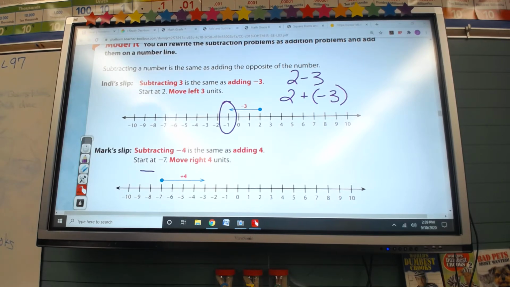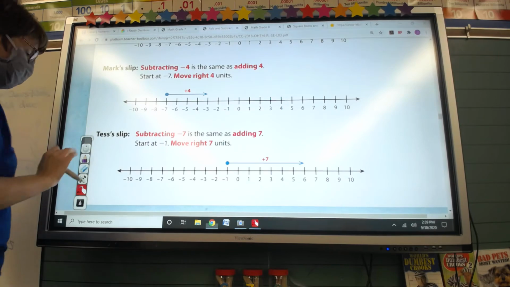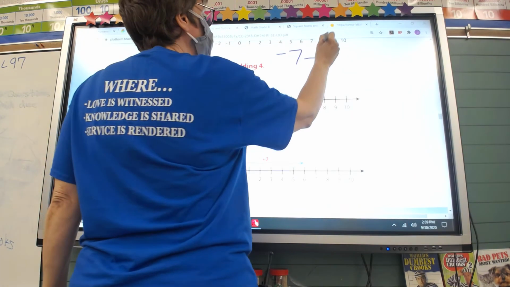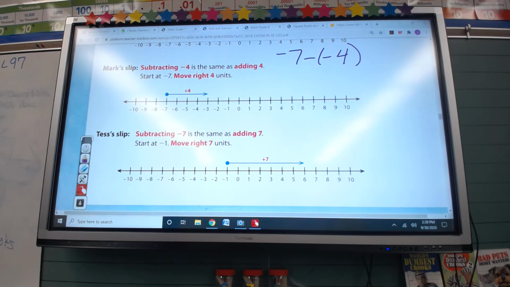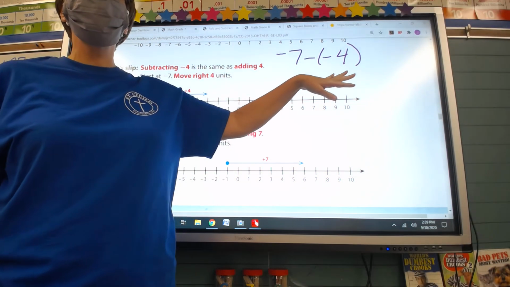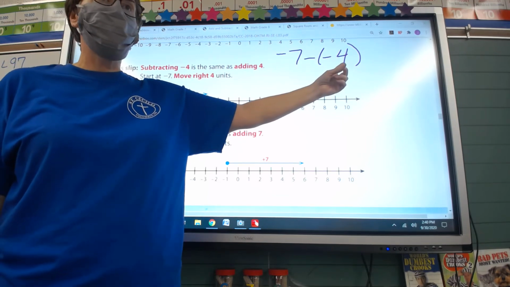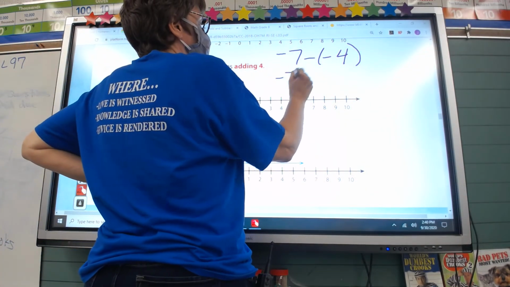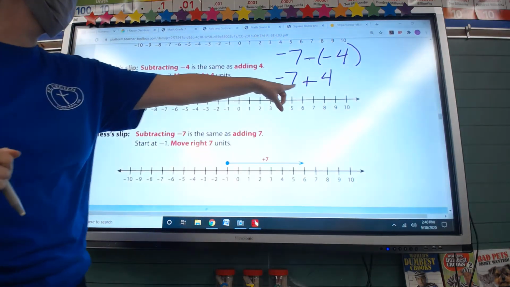Okay, let's check out Mark. Keep your pencil in your hand. Oh my goodness, Mark's got like a bazillion negatives. Okay, so Mark's looks like -7 minus -4. Please write that on your paper just like me. And now let's change it to addition. Keep, change, opposite. So what's it going to look like, Mackenzie? -7 plus 4. Yeah, -7 plus 4. This is so much easier to solve.